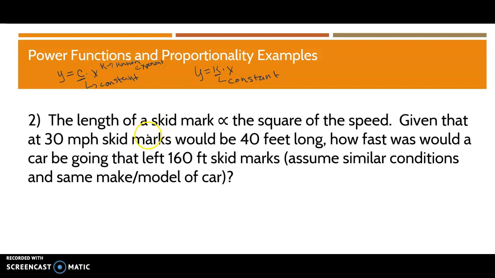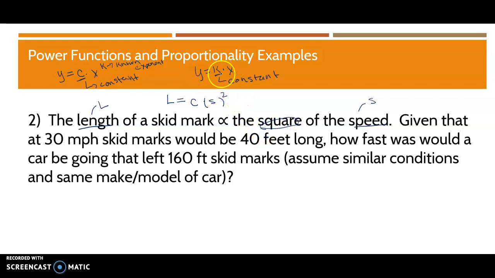So let's take a look at our example. It says the length of a skid mark, and this is our symbol for proportional, so is proportional to the square of the speed. So I have length of the skid mark as my first thing, speed as my second, and I want to assign variables to them, so we'll use L and we will use S. The order matters. Whatever comes first is what we want to put into Y, so we'll have length of skid mark is some constant C times, and I often use parentheses, but you can use a dot too, the speed, and here's our exponent, squared.